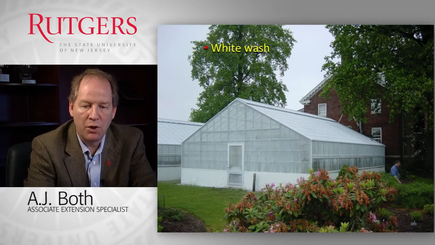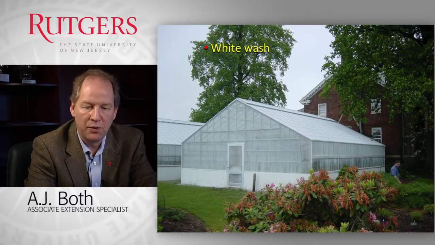An example of whitewash on a greenhouse, a single layer, in this case sprayed onto the glazing of the greenhouse, reducing the sunlight coming in. The challenge with this system is that once you have it installed, it's not so easy to remove. So you typically install it for the entire growing season.